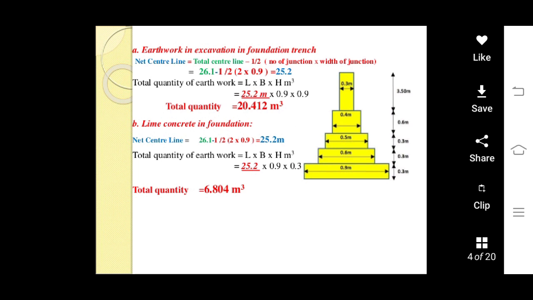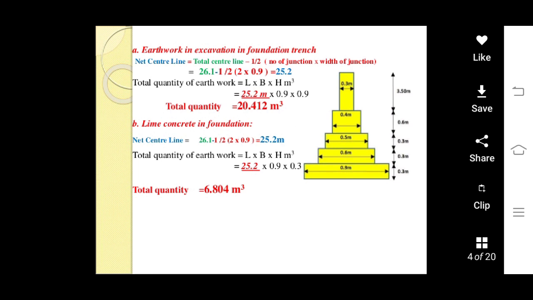The total quantity of earthwork can be calculated by multiplying length, breadth, and height, which is equal to 25.2 into 0.9 into 0.9. The total quantity of earthwork in excavation is equal to 20.414. The depth of excavation is the addition of three steps of footing, that is 0.3, 0.3, 0.3. Therefore, the depth of excavation is 0.9.